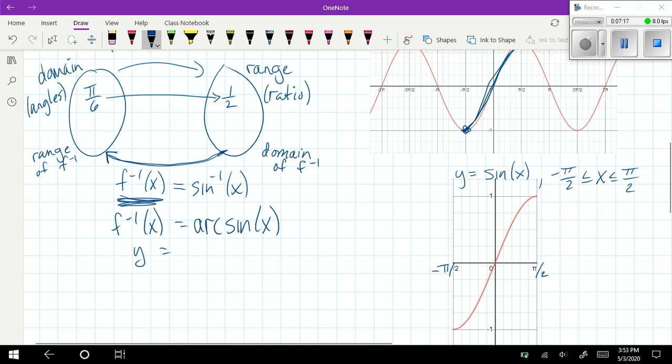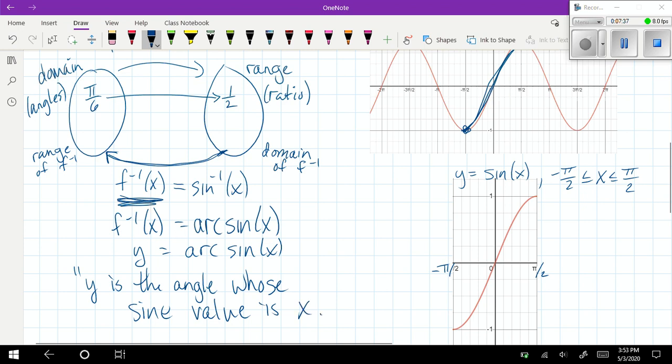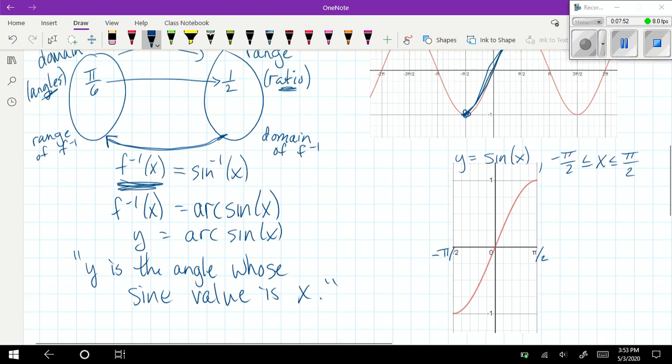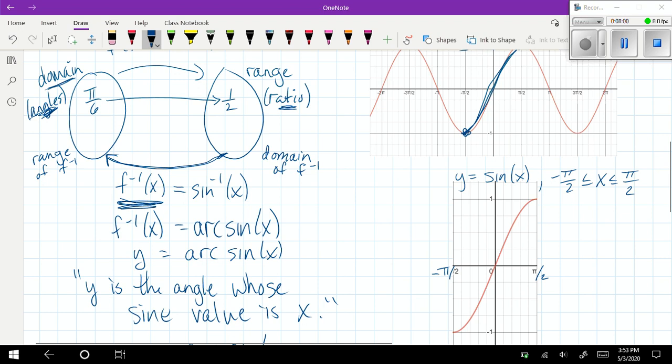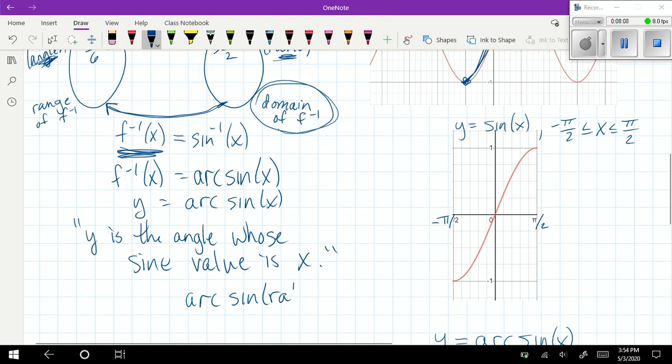So if I let this be a y, and I say y equals arc sine of x, basically I'm saying something like y is the angle whose sine value is x, end quote. And for the inverse function, remember, if the domain of the original function were angles and the range were ratios, the inverse function is going to go backwards. And now I'm going to be applying arc sine not to an angle measurement, because I'm not dealing with the domain of f, I'm dealing with the domain of f inverse, which means I'm going to be playing with a ratio. Arc sine of the ratio is actually equal to the angle.